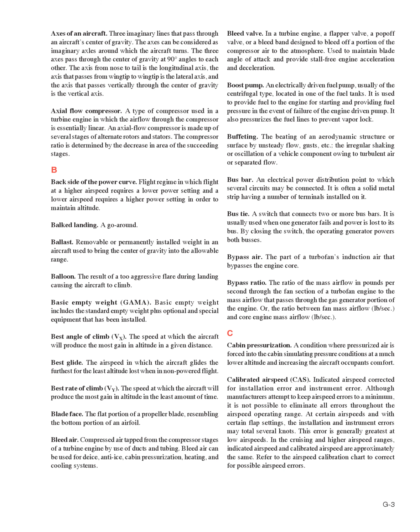Calibrated airspeed, CAS. Indicated airspeed corrected for installation error and instrument error. Although manufacturers attempt to keep airspeed errors to a minimum, it is not possible to eliminate all errors throughout the airspeed operating range. At certain airspeeds and with certain flap settings, the installation and instrument errors may total several knots.